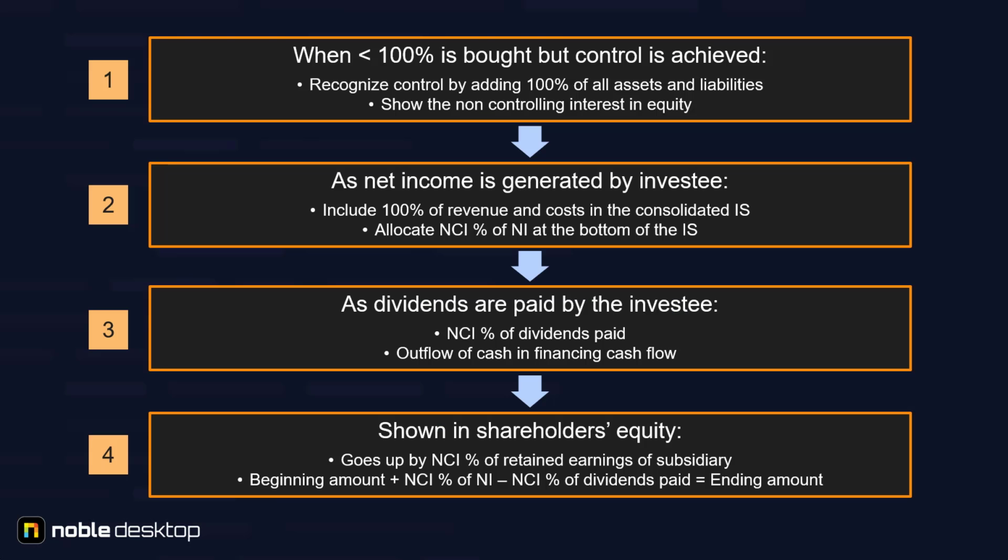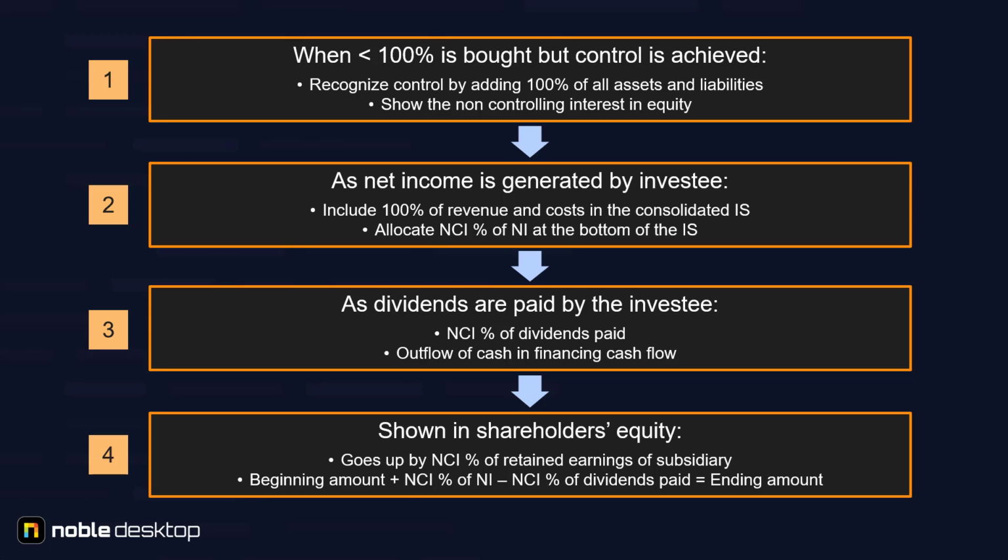When less than 100% is bought but control is achieved, we recognize control by adding 100% of all assets and liabilities and show the non-controlling interest in equity. As net income is generated by the investee, we include 100% of revenue and costs in the consolidated income statement and allocate non-controlling interest as a percentage of net income at the bottom of the income statement.